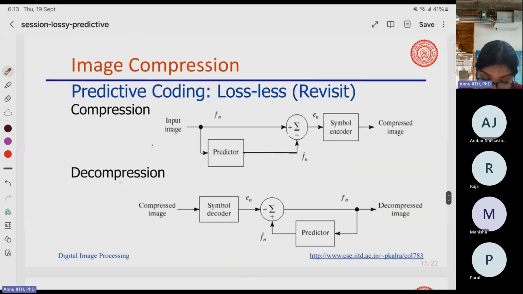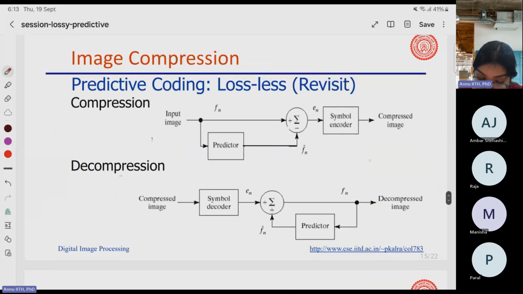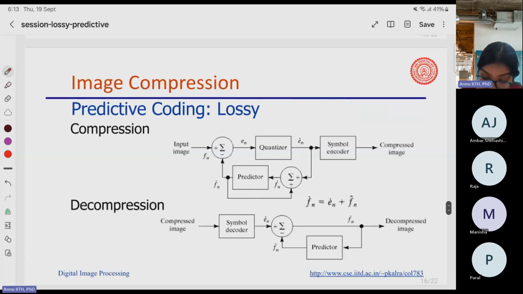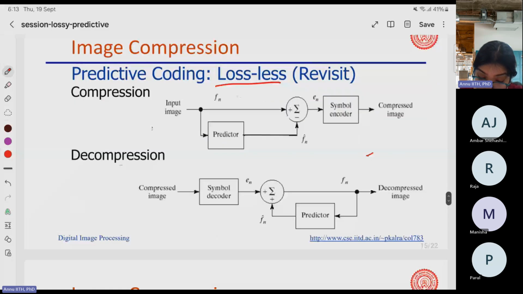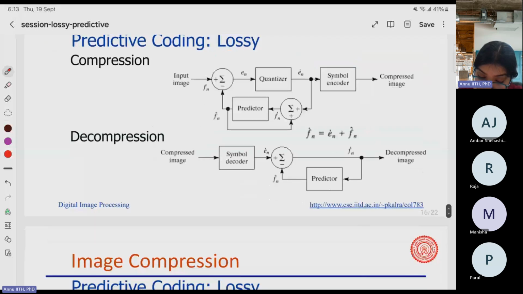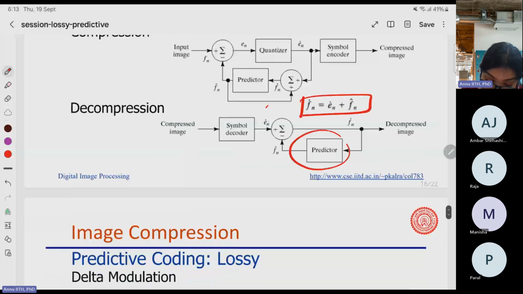Here we can see the compression and decompression, as we know already, which is lossless, not lossy, because if we do lossy, we will have some trade-off. If we have lossy compression, you can see the difference. This is lossless, we are not doing any loss. Where when we have lossy, we will have this predictor, and this is summation plus one, this is f dot, and this is e n plus f power n. We have this predictor, but in decompression we don't have any difference.